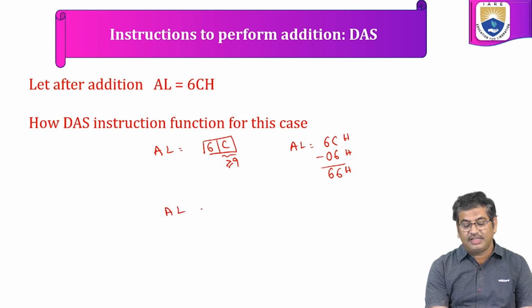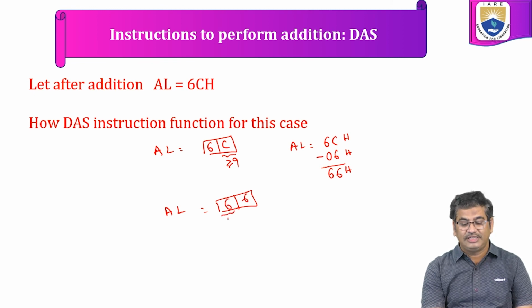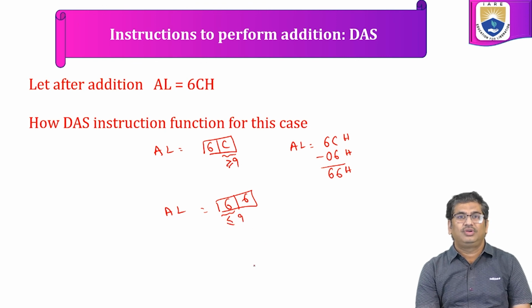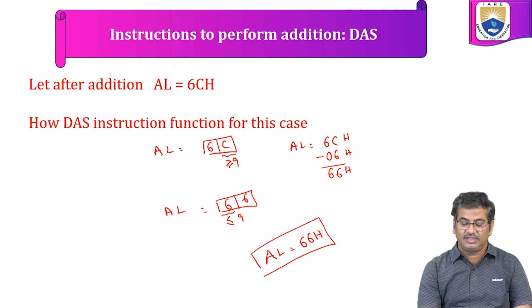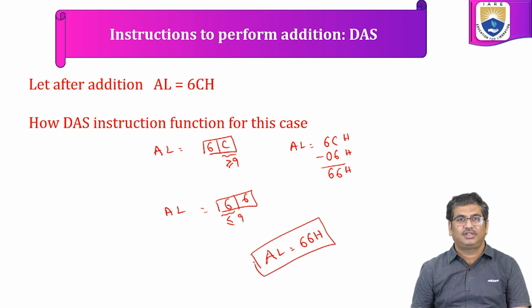Then we have to examine the upper nibble. In this example, the upper nibble is a valid BCD number as it is less than or equivalent to 9. So no need to alter any register contents. So after the DAS instruction for this case, the result is 66H that we can see in the AL register.